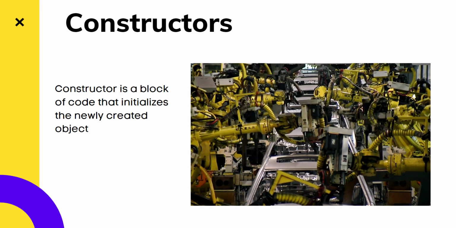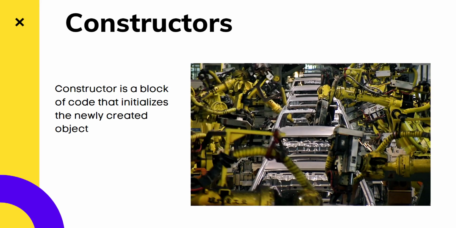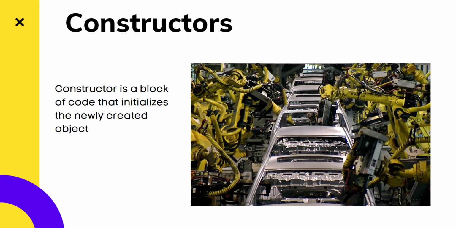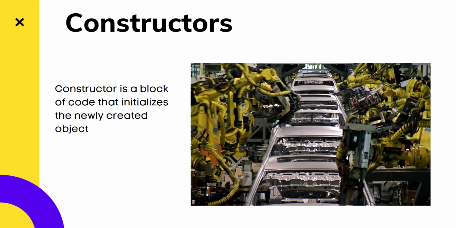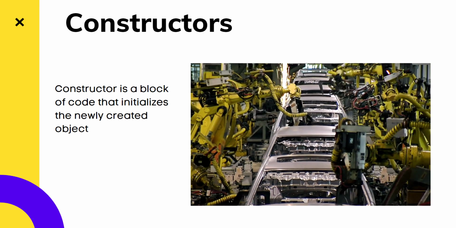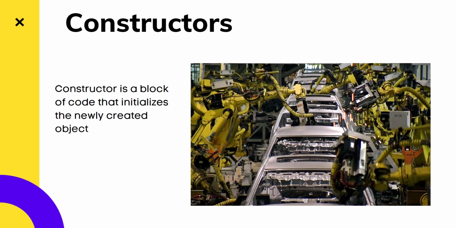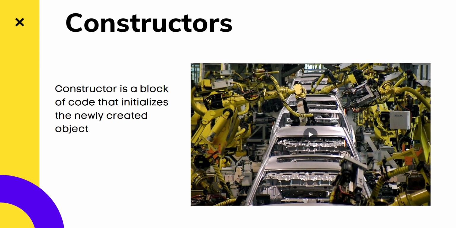A constructor is a block of code that initializes a newly created object. A class contains constructors that are invoked to create objects from the class's blueprint. Constructor declarations look similar to method declarations, except that they use the name of the class, so a constructor will have the exact same name as its class name, and constructors have no return type.